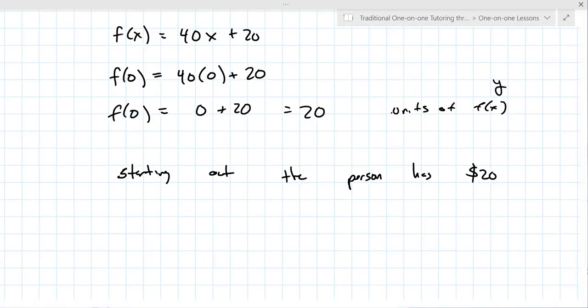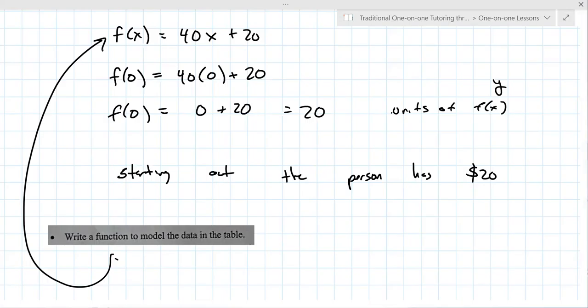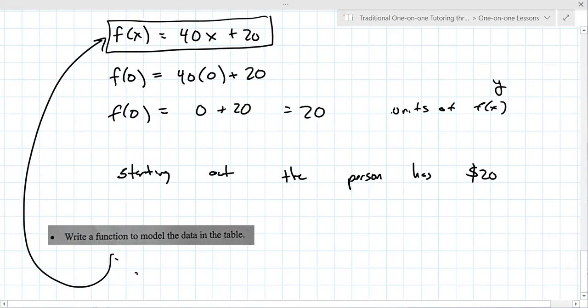So we're doing this slightly out of order, but the next thing it says is to write a function to model the data in the table. We already did that. That's this line here. We did it to find f of 0, so it's a little bit out of order. The whole thing is the function. The function is 40x plus 20.